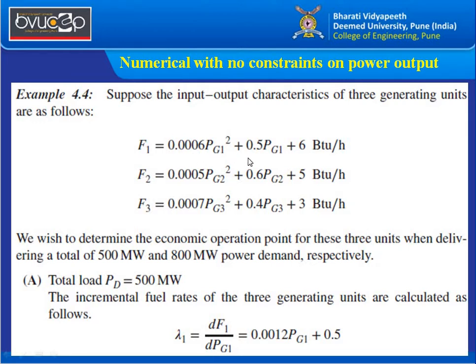Pg1 square plus 0.5 Pg1 plus 6 BTU per hour. F2 is 0.0005 Pg2 square plus 0.6 Pg2 plus 5 BTU per hour. F3 is 0.0007 Pg3 square plus 0.4 Pg3 plus 3 BTU per hour. So these three generators have these input output characteristics.